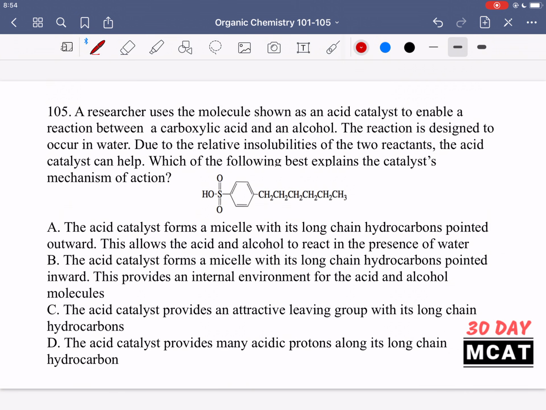In question 105, it says a researcher uses the molecule shown as an acid catalyst to enable a reaction between a carboxylic acid and an alcohol. The reaction is designed to occur in water. Due to the relative insolubilities of the two reactants, the acid catalyst can help. Which of the following best explains the catalyst's mechanism of action?